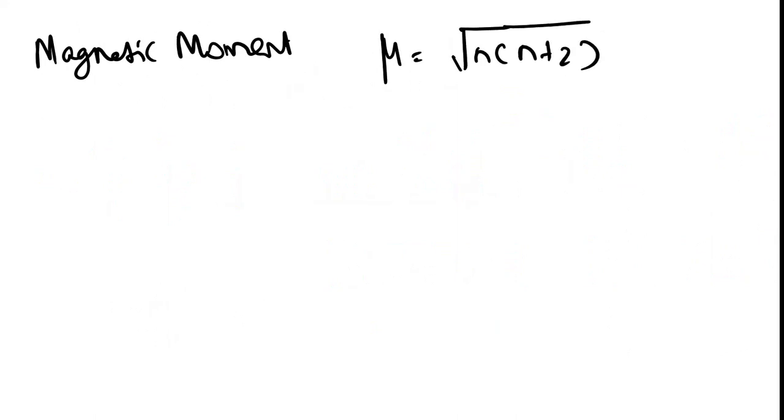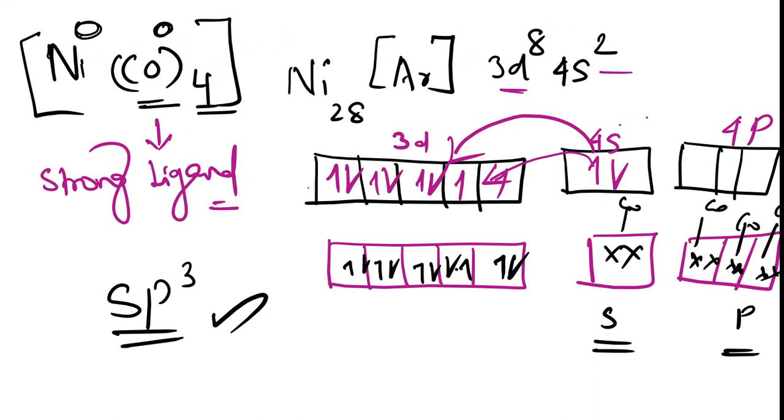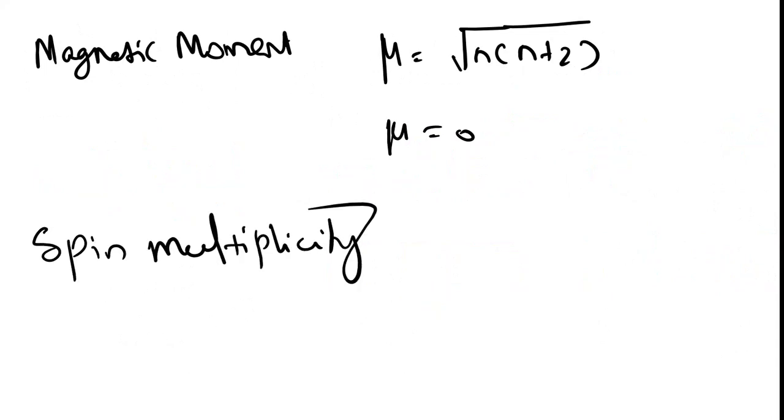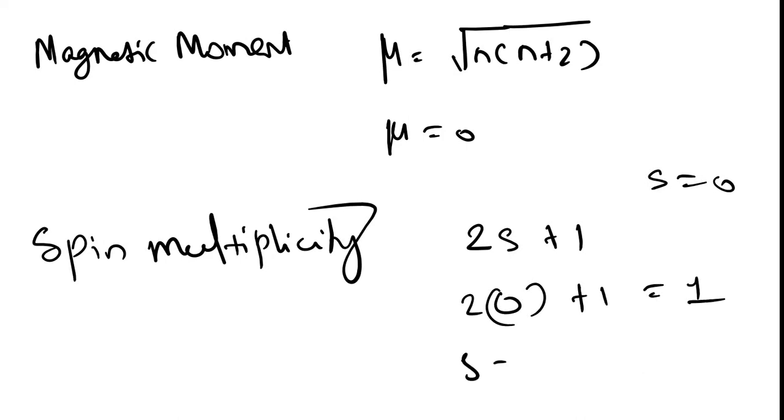Magnetic moment, that is mu is equal to root of n into n plus 2. So n is nothing but the number of unpaired electrons. Check out the configuration. Is there any unpaired electrons here? No. So n is equal to 0 here. So mu is equal to 0 here. Then spin multiplicity, that is 2S plus 1. Here there is no unpaired electrons. So S is equal to 0 here. So 2 into 0 plus 1, that is equal to 1. So spin multiplicity is 1 here.